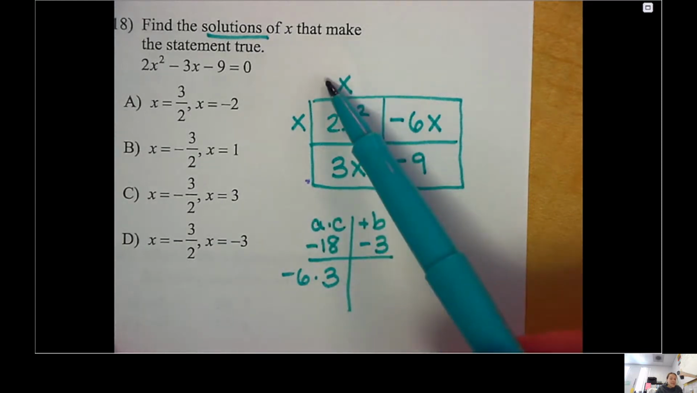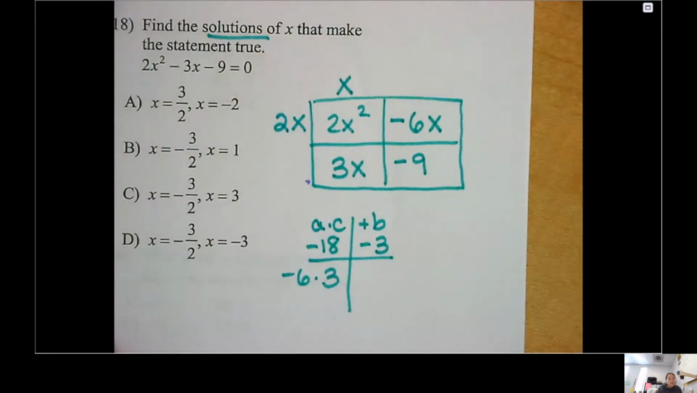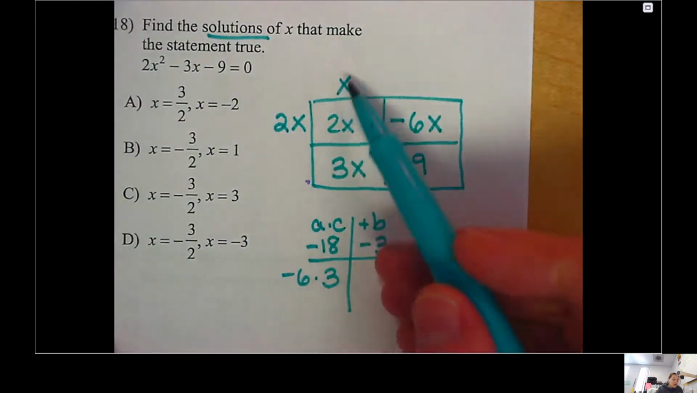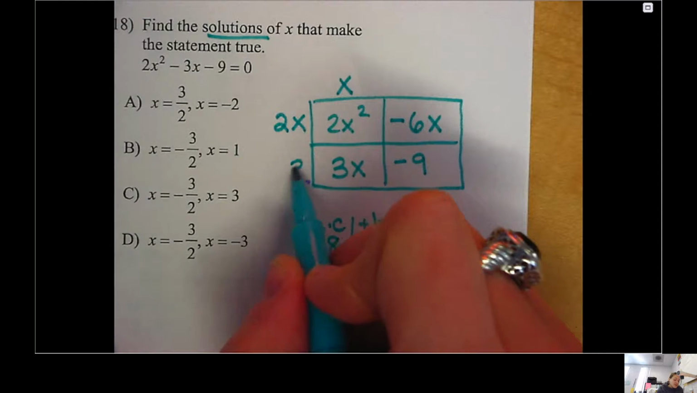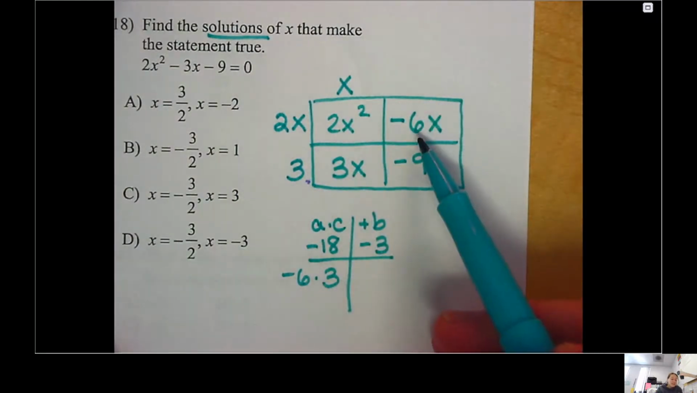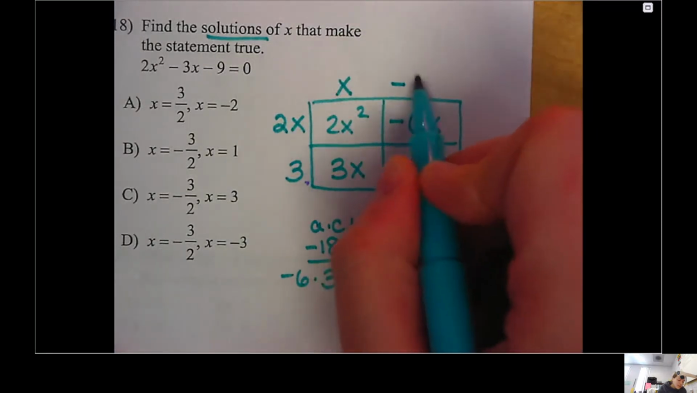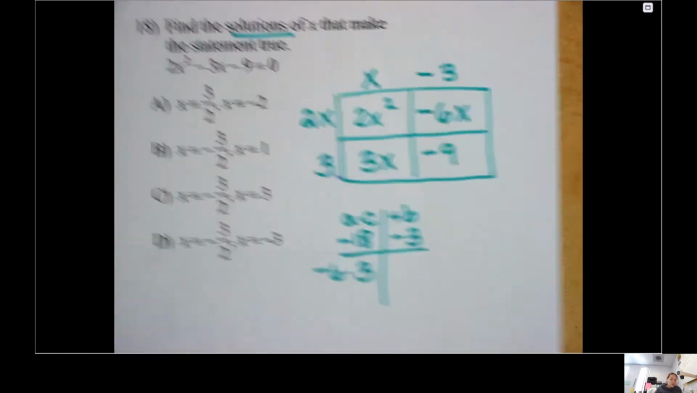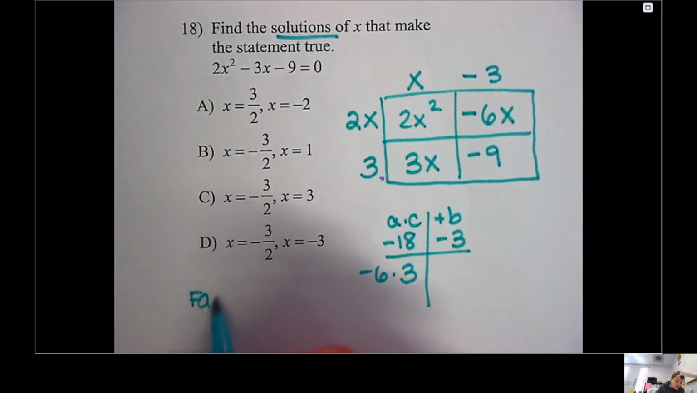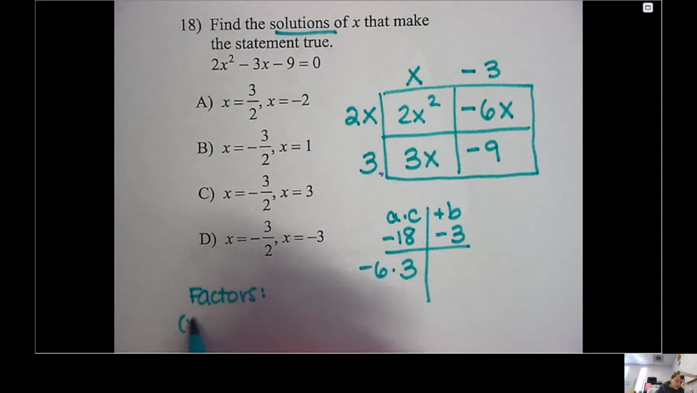So I know that this one can't be where the 2 goes. This one on the left has to be where the 2 goes. So x times what gives me 3x? That's a 3. And then 2x times what gives me -6x? That would be a -3. So my factors are x minus 3 and 2x plus 3.